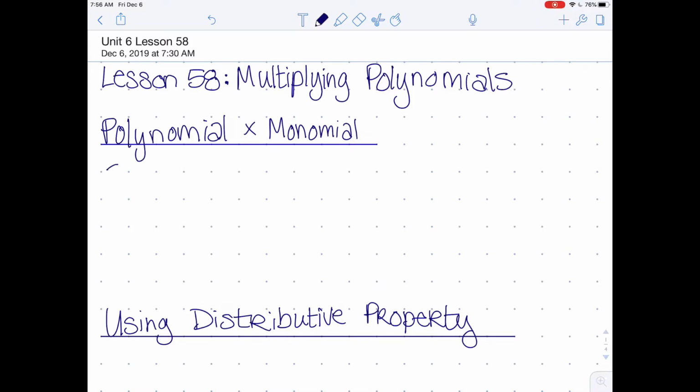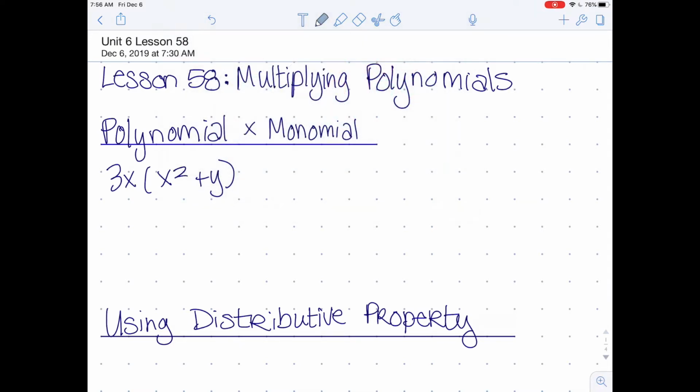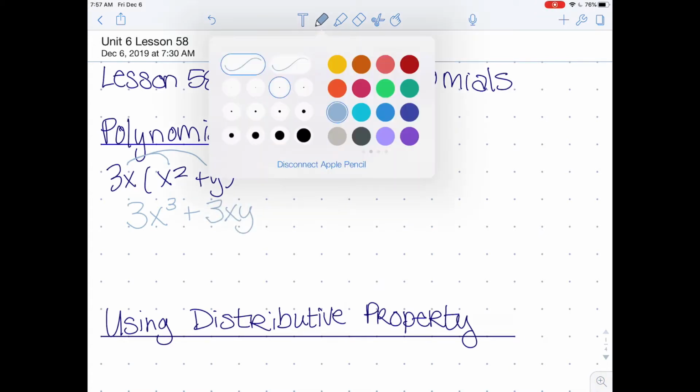So if we have 3x times x squared plus y, all we're going to do is distribute this 3x to both of the things inside the parentheses. So 3x times x squared is 3x cubed, and 3x times y is 3xy. And that is all there is to a monomial expression. Let's try one more here.